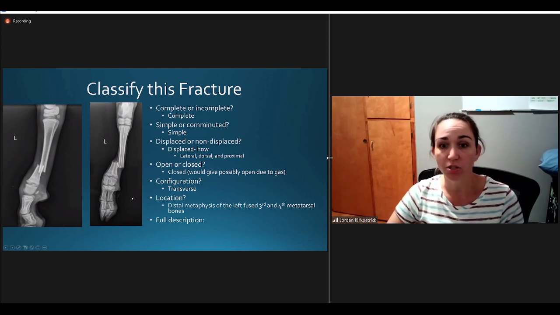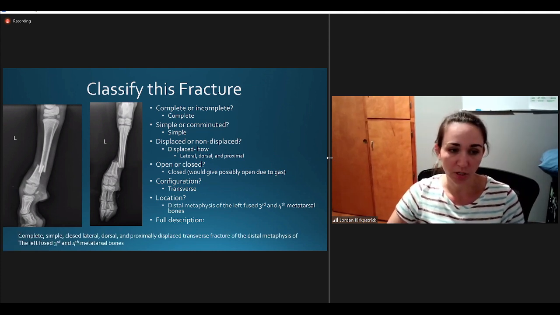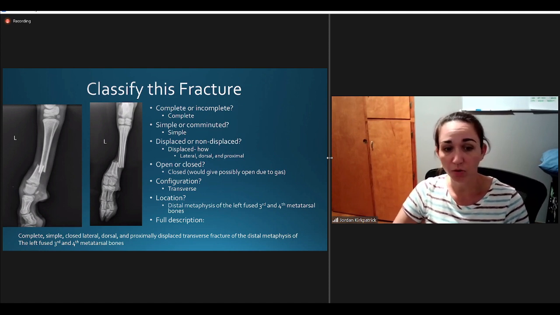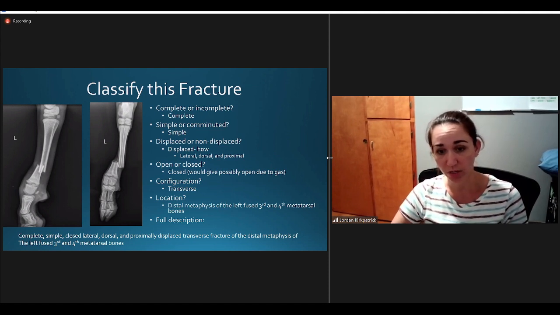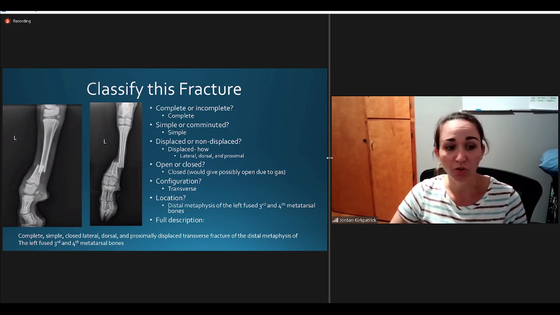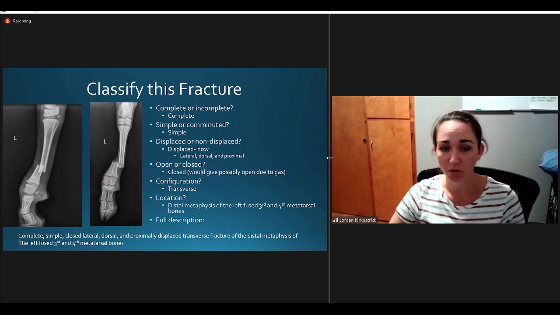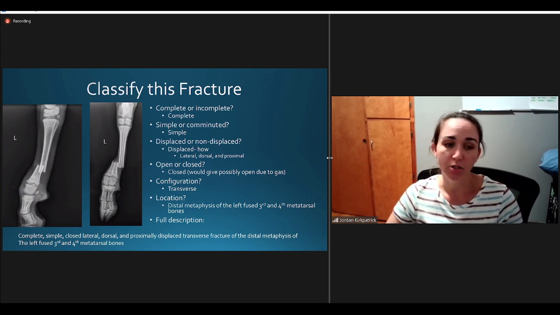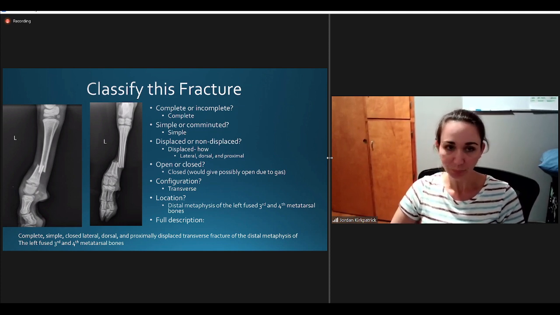So if we wanted to do the full description, it's a complete, simple, closed, lateral, dorsal, and proximally displaced transverse fracture of the distal metaphysis of the left fused third and fourth metatarsal bones. So that's the full on description of this fracture if you're going to try to describe it to somebody.